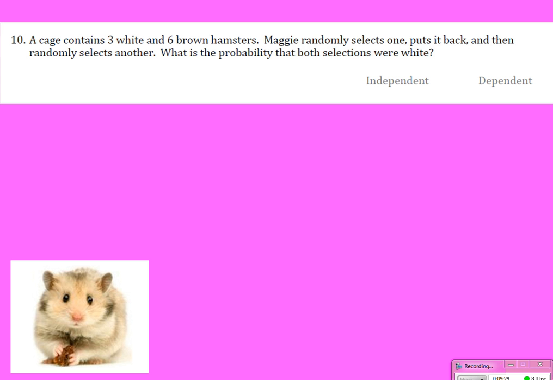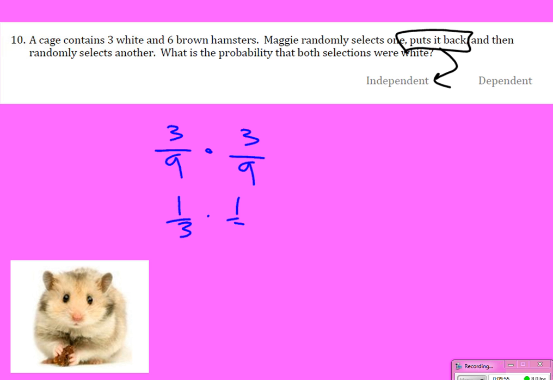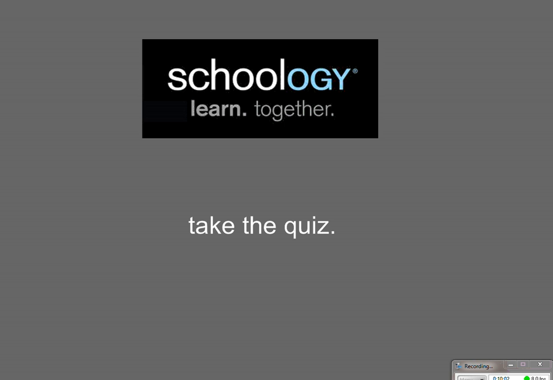So a cage contains 3 white and 6 brown hamsters. Maggie randomly selects one, puts it back, and then randomly selects another. Ha! She puts it back. So it's like she never picked the first one. So that means it's going to be independent. See, she takes 3 out of 9 hamsters for the first one for white. And then she puts it back and goes, hey, what's the probability I get a white one again? So that's going to be 3/9 times 3/9, which simplifies to 1/3 times 1/3. So the probability she goes 2 for 2 on the little white hamsters is going to be 1/9.